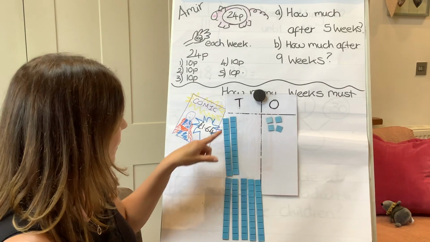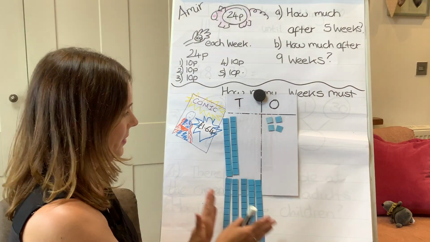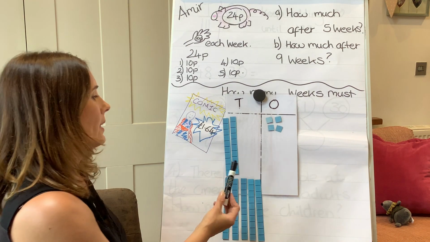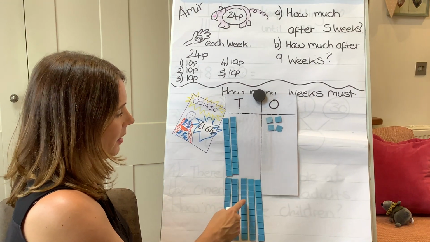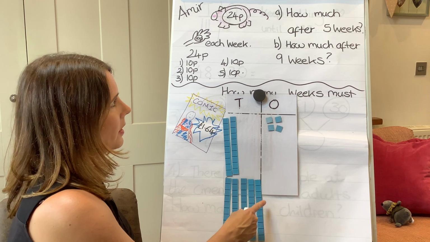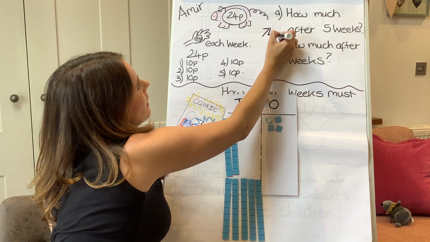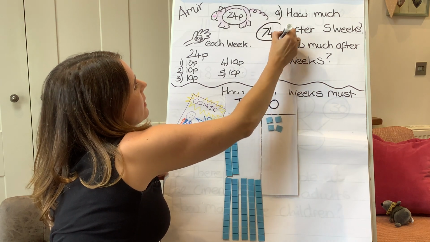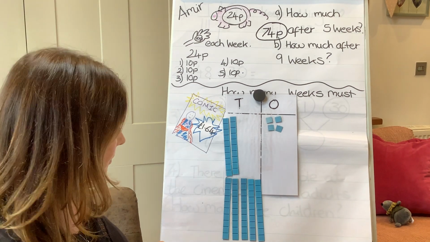So now we've got the 24p plus 50p, we've got 5 tens. So we can count them on in tens. We've got 24, 34, 44, 54, 64, 74 pence. So he has 74 pence at the end of his 5 weeks.